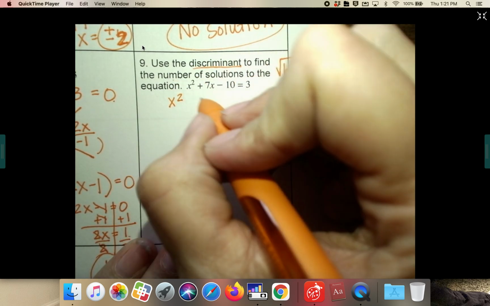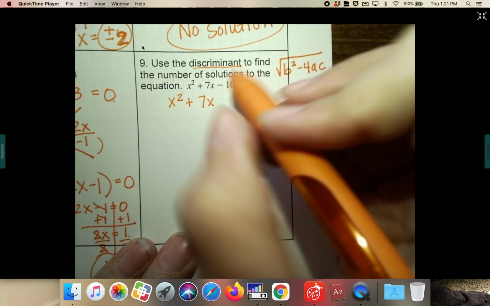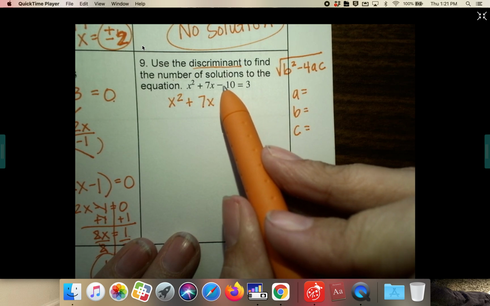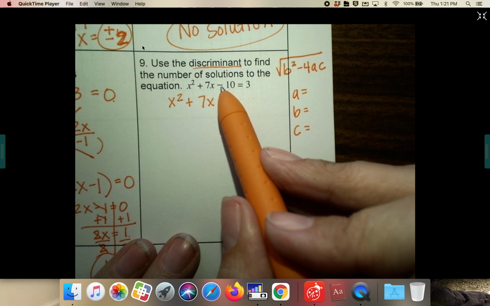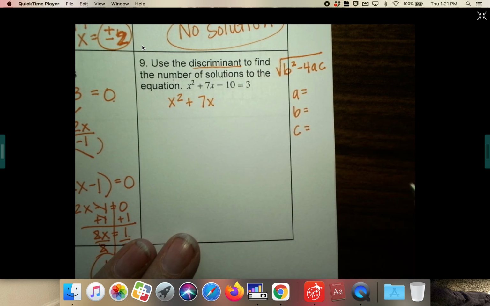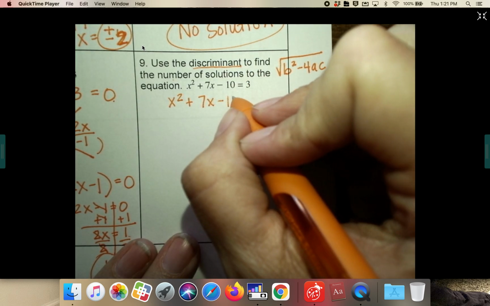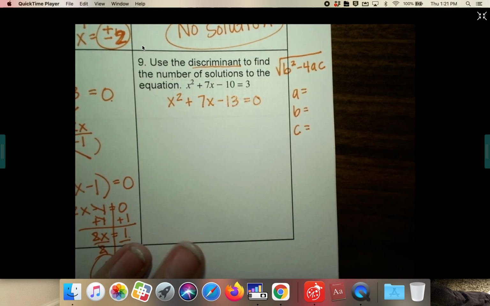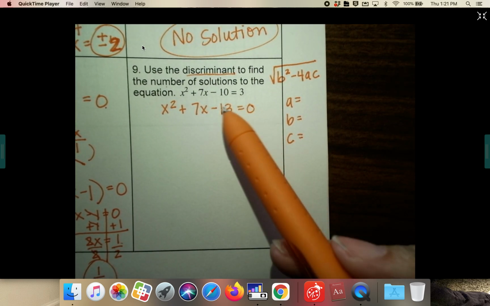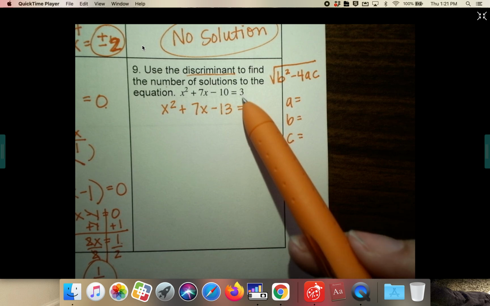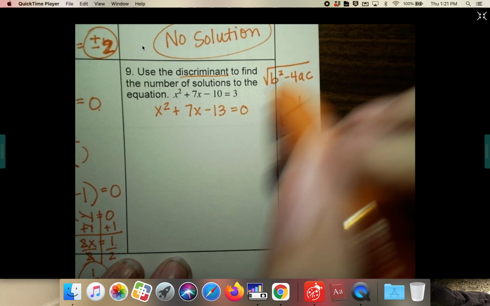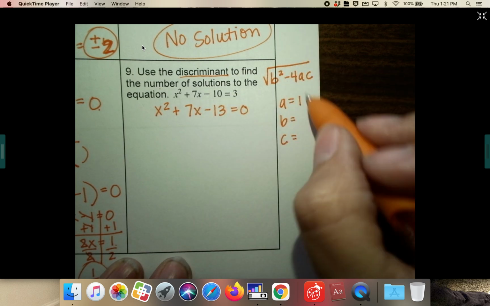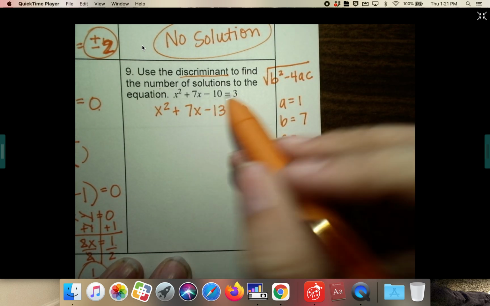So I would rewrite this just so that I know when I subtract 3, it's going to be combined with this -10 because that's its like term. And -10 minus 3 more is -13. Now it equals 0. And again, if you're not sure, put it in your calculator. Put -10 minus 3. So my a is 1, my b is 7, and my c is -13.